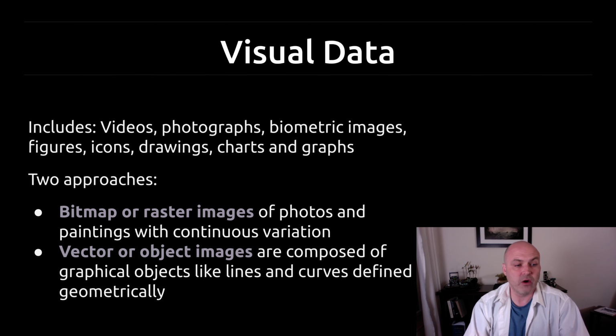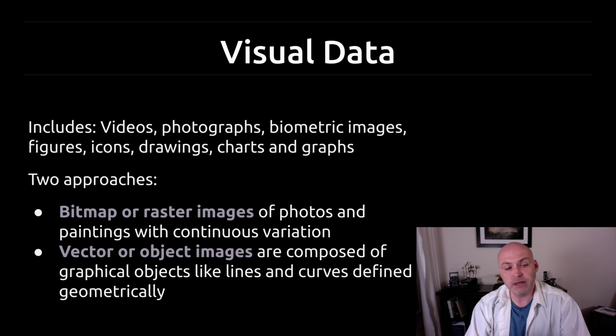I want to take a look now at visual data. So there's two approaches that we can take to store visual data. I'm going to focus first on images, and then we'll talk about video, although really video is just multiple images, and we'll get to that in a moment. But the two approaches that we have are bitmap or raster images, or vector or object images.